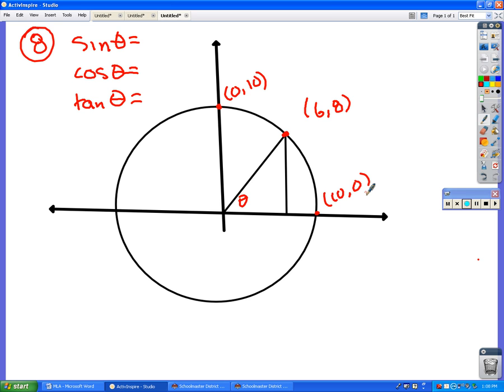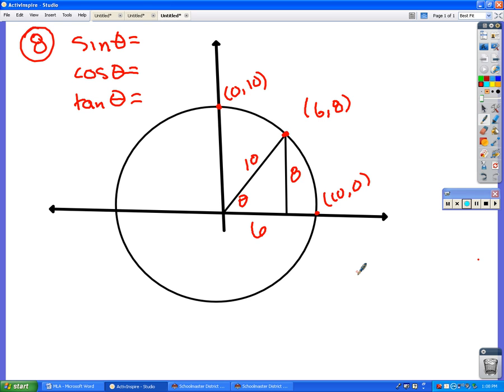The bottom is 6, because if the coordinates of this point are (6, 8), that means you started here and you went over 6, and then you went up 8, okay? So those two sides are 6 and 8, so the hypotenuse is 10. There are 3 different ways you can figure out the hypotenuse. What's one way? Pythagorean theorem, 6 squared plus 8 squared, then take the square root.